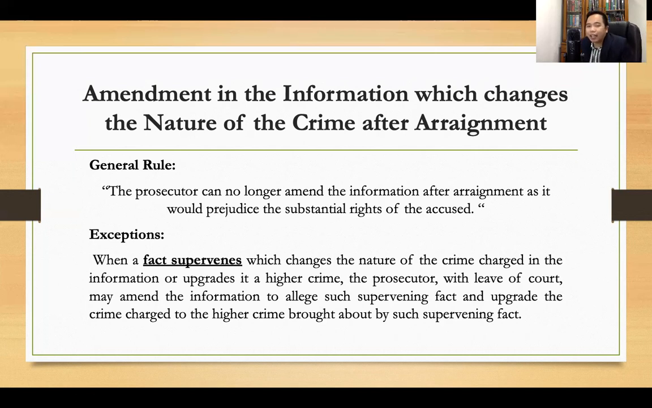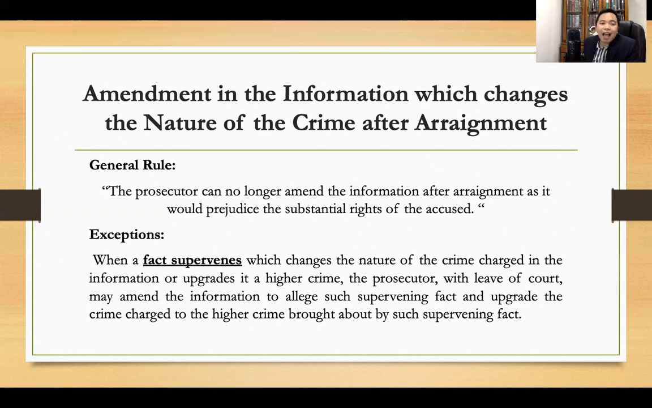Class, naalala niyo yung arraignment, di ba? It is the process wherein the information or complaint is read in the presence of the accused. And then the court will ask the accused, what is your plea, guilty or not guilty? Then the accused can enter his plea. That is the process of arraignment.